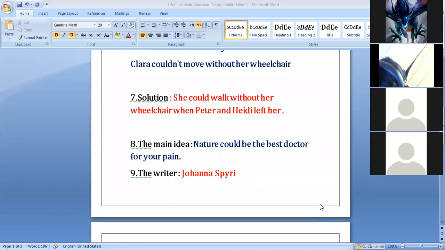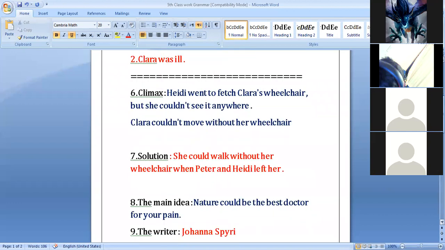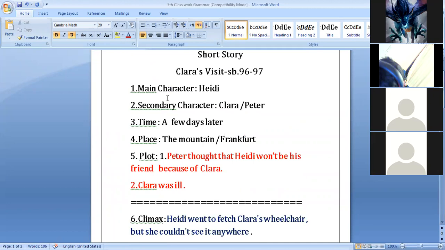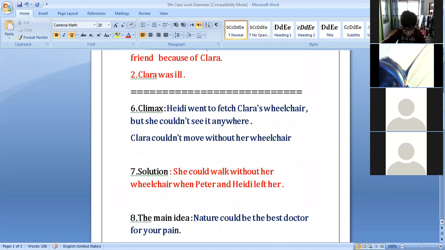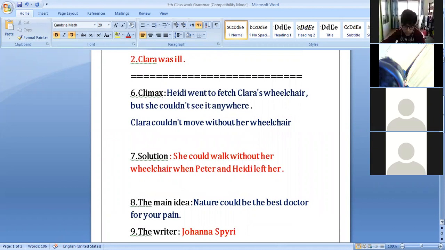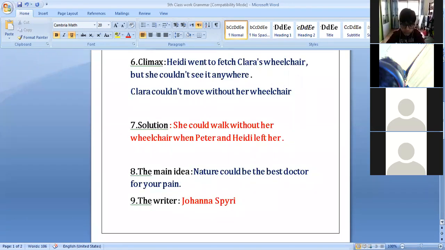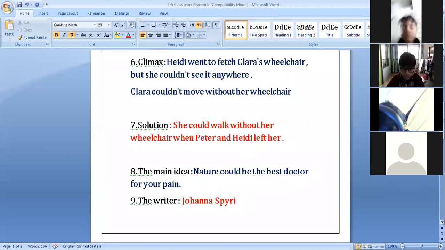We don't have much time. Give me a thumbs up. So one more time, main character Heidi, secondary characters Clara and Peter, time a few days later, place the mountain, Frankfurt. Plot: Peter thought that Heidi won't be his friend because of Clara. And plot number 2, Clara was ill. Now for climax, Heidi went to fetch Clara's wheelchair, but she couldn't see it anywhere. Clara couldn't move without her wheelchair. And solution, she could walk without her wheelchair when Peter and Heidi left her. Main idea, nature could be the best doctor for your pain. And for writer and ending, writer Johanna Spyri, and it's happy ending. Okay.